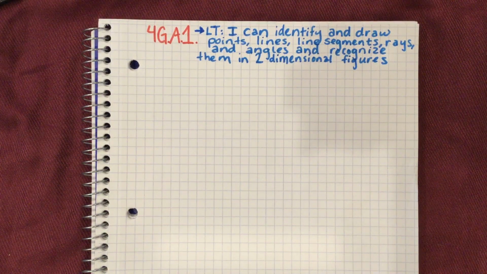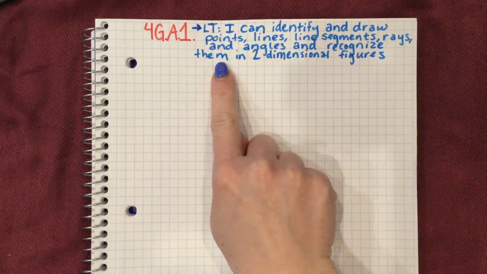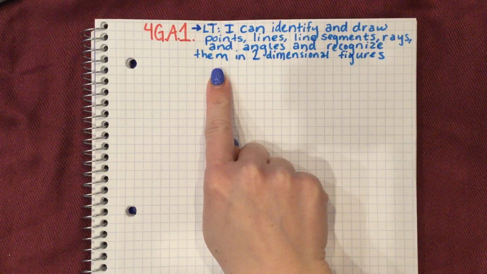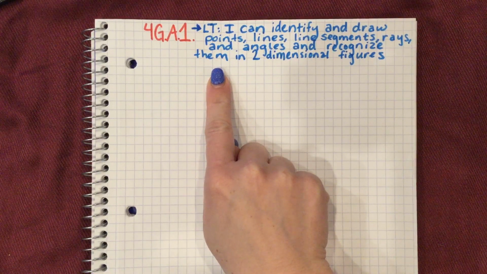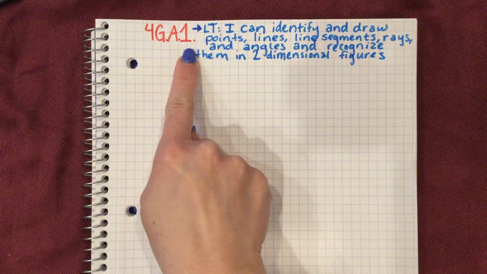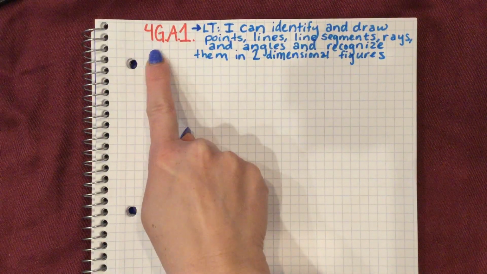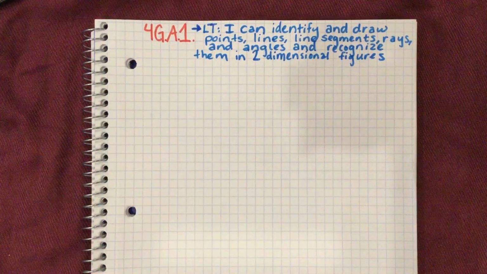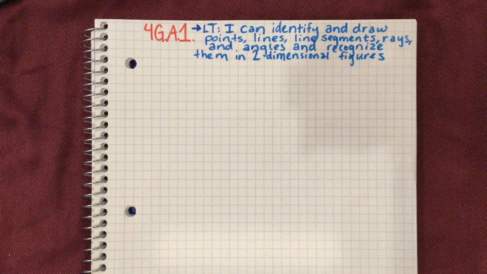Today we are going to be working on this learning target. I can identify and draw points, lines, line segments, rays, and angles, and recognize them in two-dimensional figures. So this is going to help us meet this standard, which is 4th grade geometry, and it's the A standard, and it's the first standard in the geometry grouping of standards.